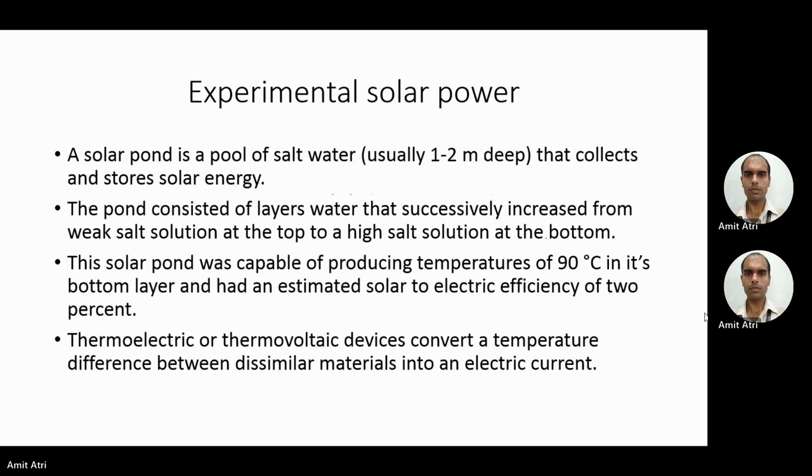Experimental solar power. So here we are having a solar pond. Okay, that is a pool of water 1 to 2 meters deep, and it is collecting and storing solar energy. Means we are storing the solar energy using a solar pond. So a solar pond is having layers of water that successively increase from weak salt solution at the top to high salt solution at the bottom. Means the concentration of salt in the solution is increasing as per the depth. So this solar pond is capable of producing a temperature of 90 degrees Celsius in its bottom layer, means the lowest layer, and had an estimated solar to electric efficiency of 2%.